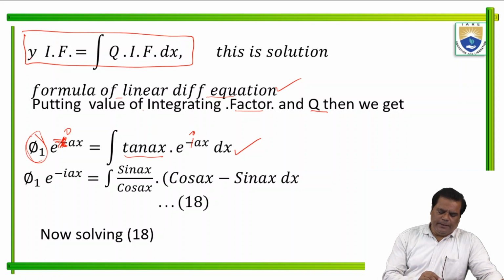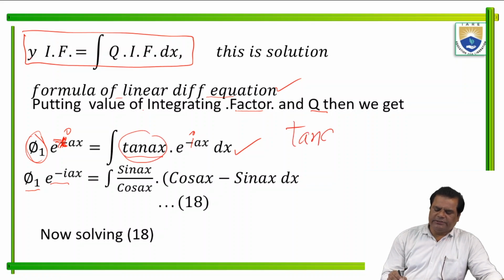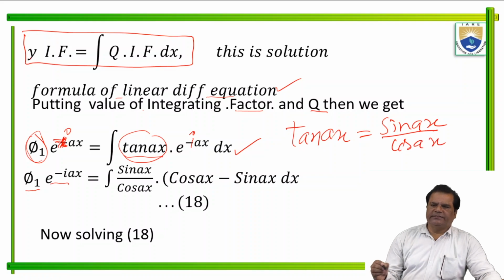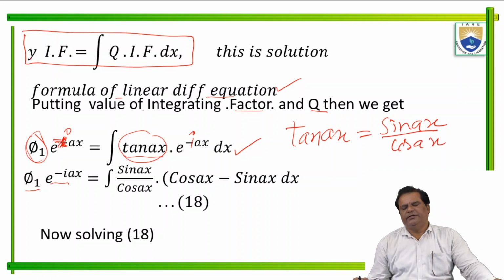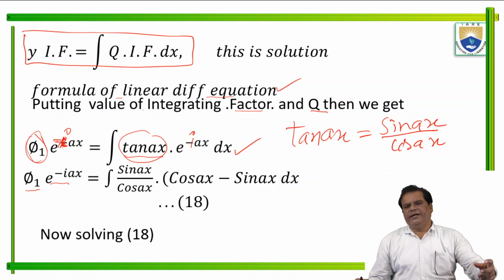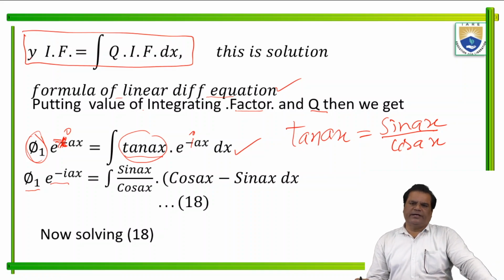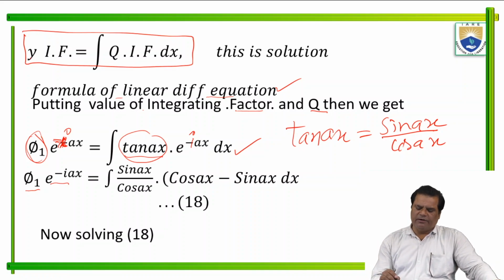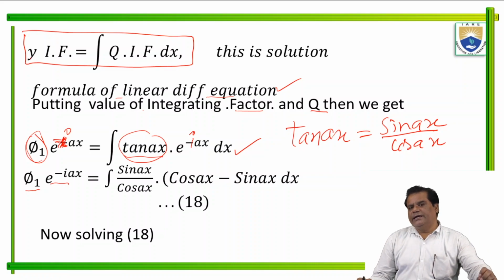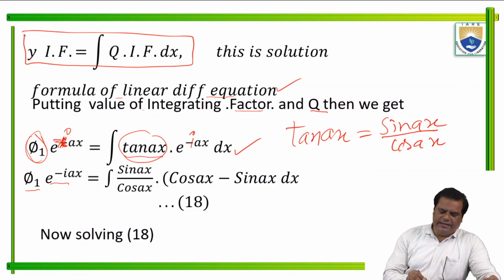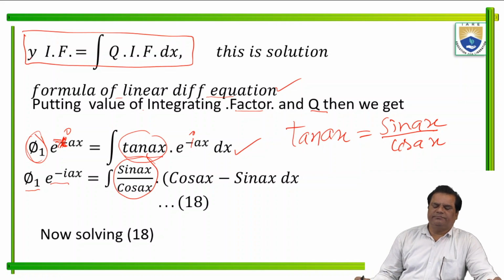So now, phi1 e to the power minus iax equal to the formula for tan ax. The tan ax formula is sin ax upon cos ax. This is the formula of tan ax. In trigonometric formulas, we can break tan ax into sine and cosine. Then we get the formula of tan ax equal to sin ax upon cos ax. So I am writing here the formula of tan ax.